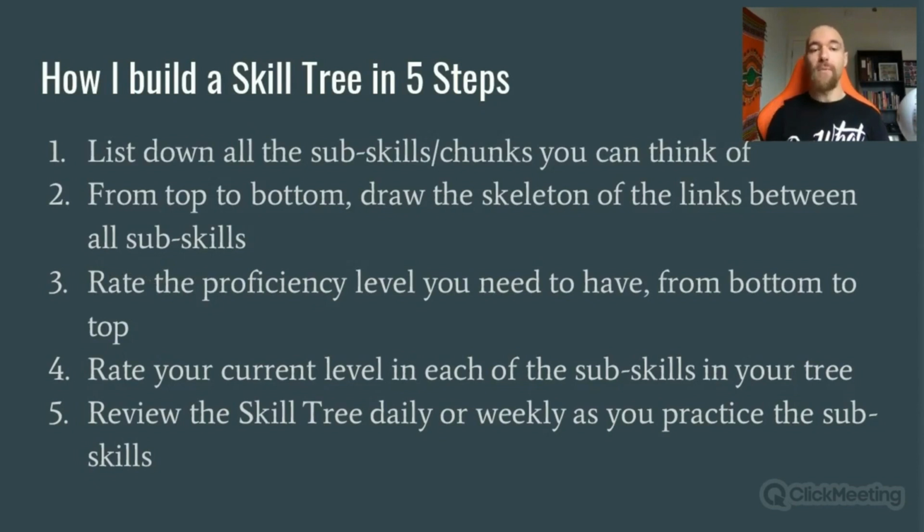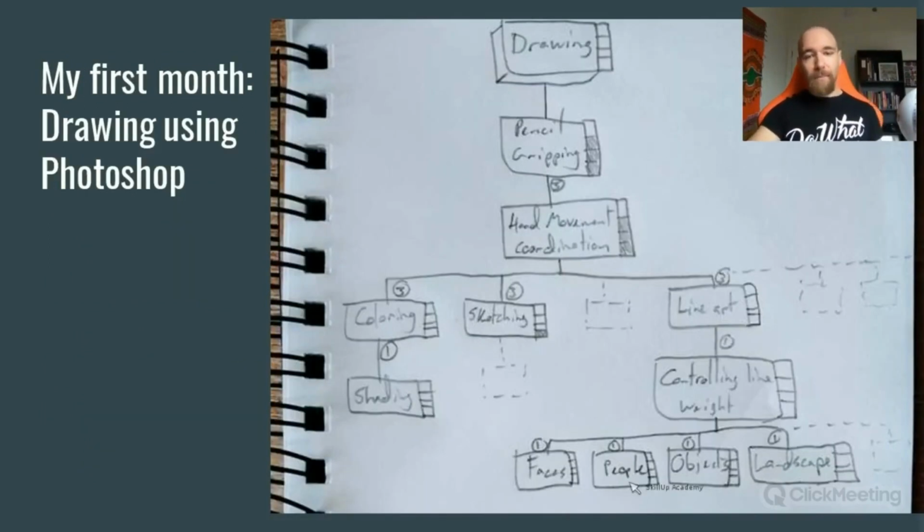Number 3, you rate the expertise level you need to have from bottom to top. So once you're done going from top to bottom, now you're back to the bottom, right? So you decide for faces what level of proficiency you need to have in controlling line weight to be able to do it. So put 1 here, 1, 1, 1, 1, and the 3s that I mentioned earlier. So I need level 3 mouse handling to be able to sketch until you're all the way to the top. All right. So top to bottom, bottom to top.